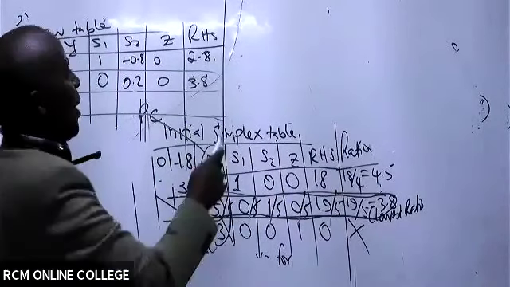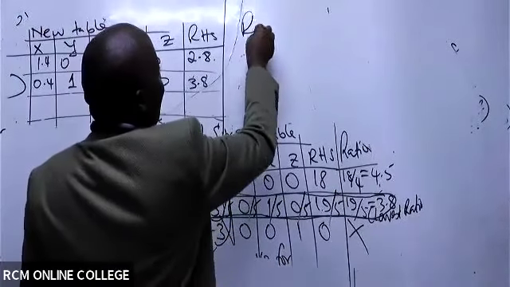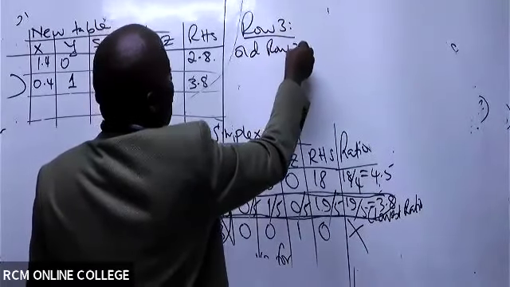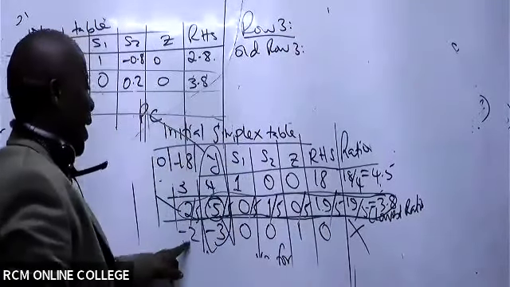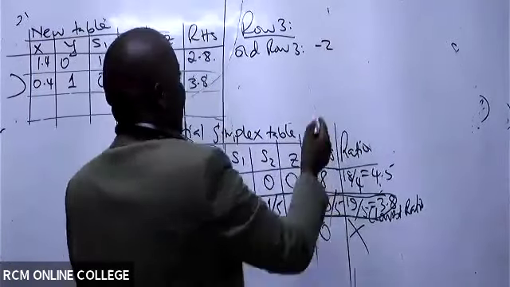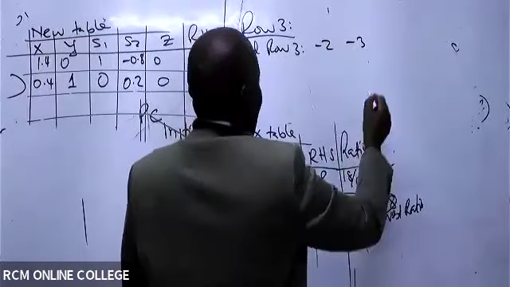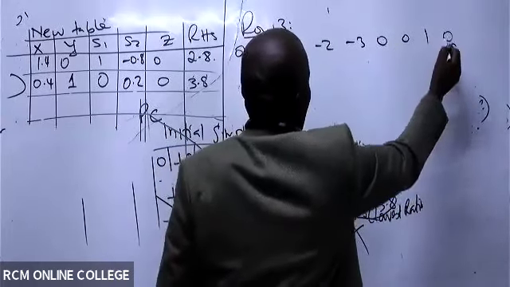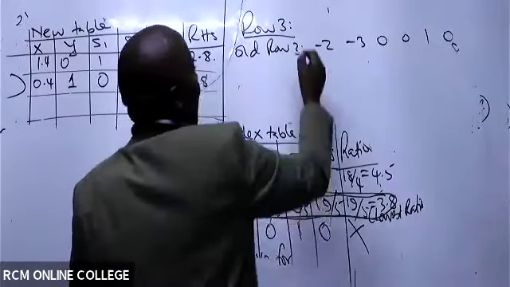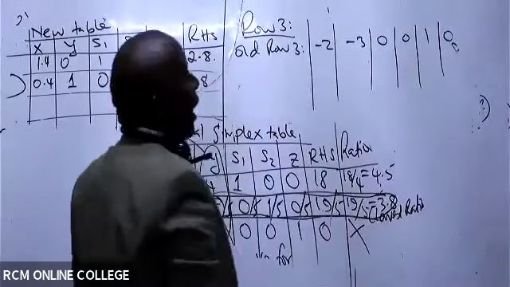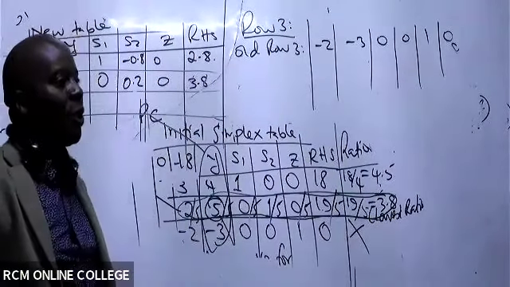So new row 3. So we have here row 3, we have the old row 3. The old row 3 is here. It's minus 2. It's minus 3. It is 0. It is 1. It is 0 there. Then I will come and ask myself a simple question.